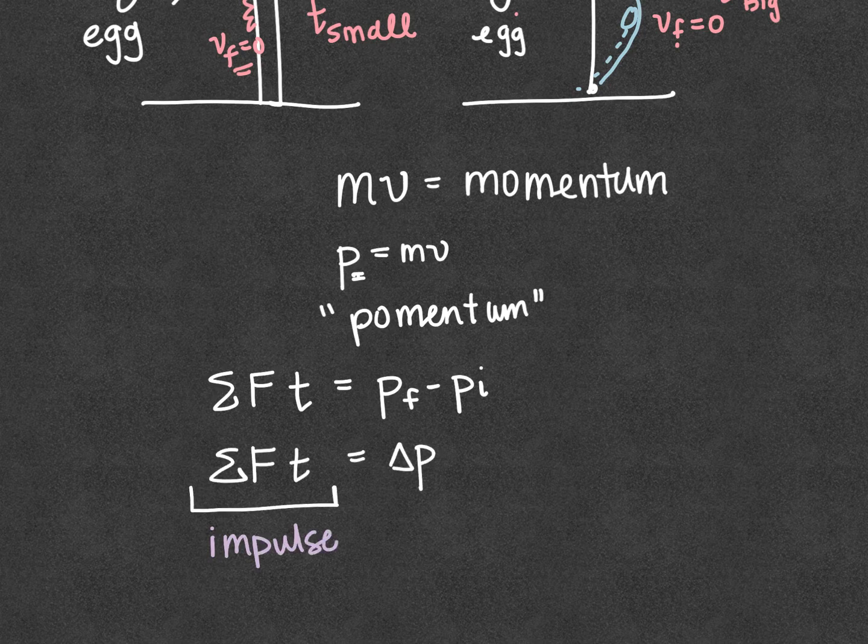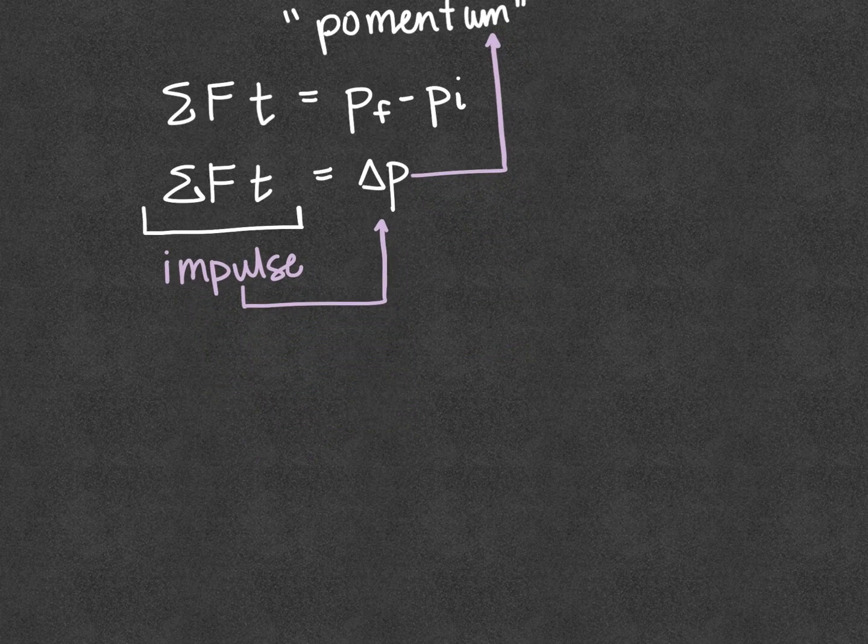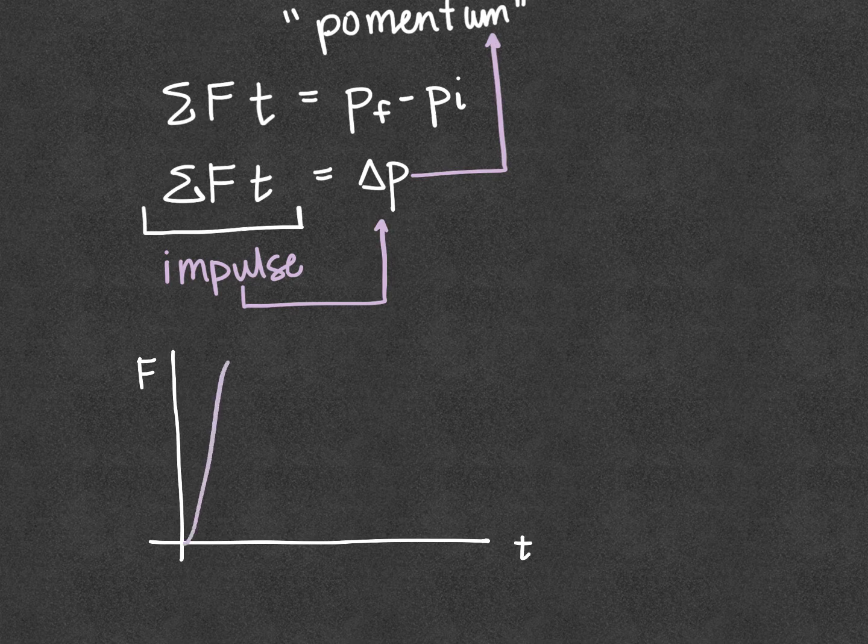So impulse is equal to the change in momentum. Now, if we think about what's happening in terms of force, if we look at force and time, the egg colliding with the wall had a very large force over a very short amount of time, and our egg stopped.